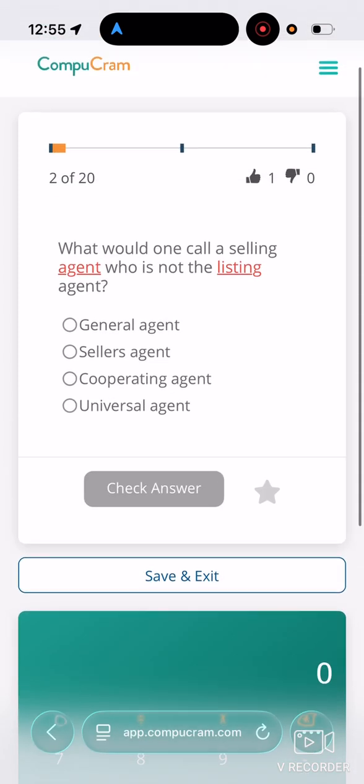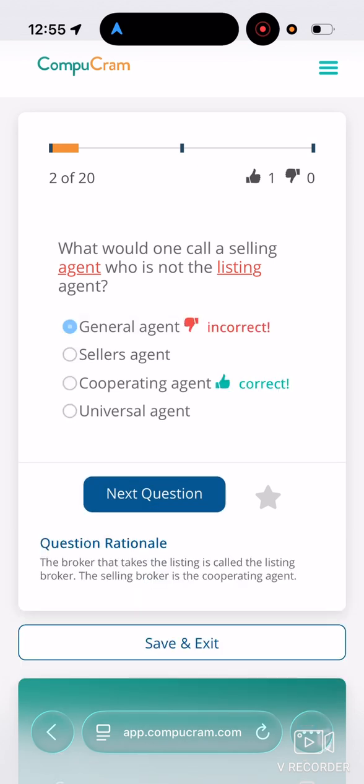All right, question number 2. What would one call a selling agent who is not the listing agent? A general agent, seller's agent, cooperating agent, universal agent. It might be general agent. Oh, cooperating agent. The broker that takes the listing is called the listing broker. The selling broker is the cooperating agent.